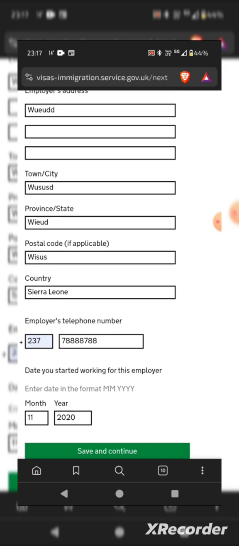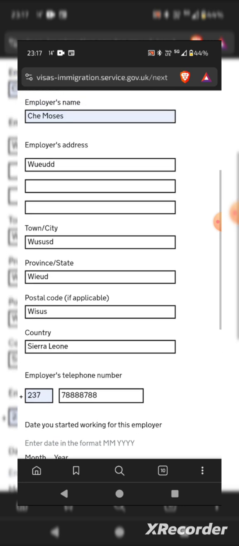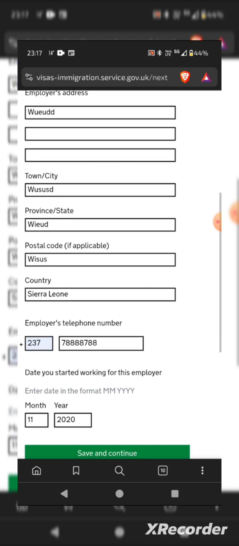Then the town. In the employer's address, put the address of the branch. If, like, you work in a bank, put the address of that bank where you work, the place where you work. It's the same country.